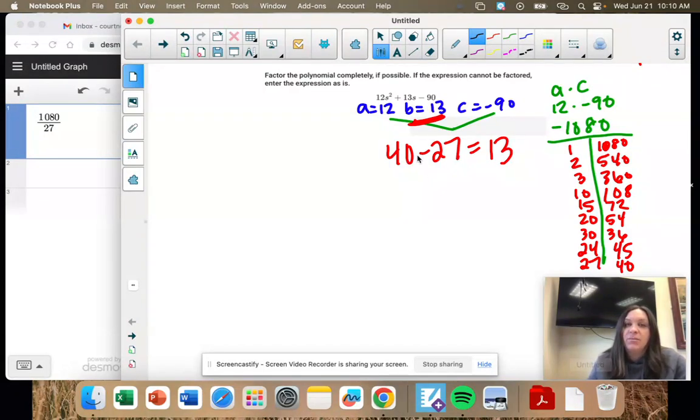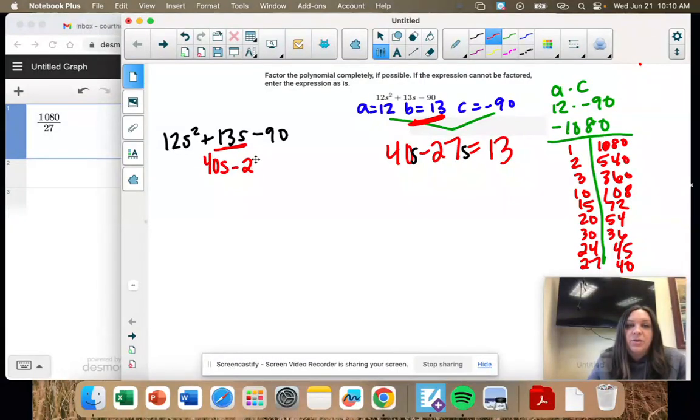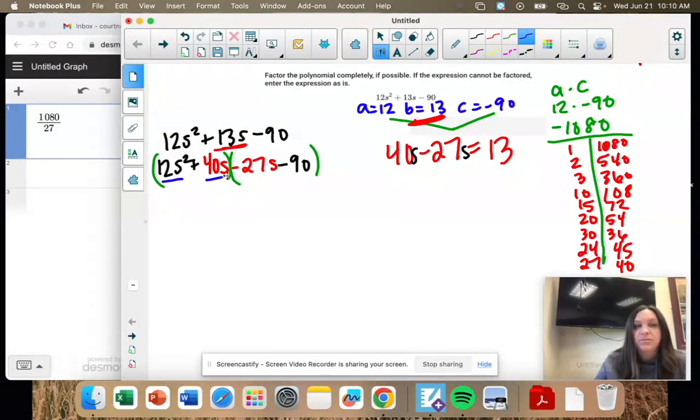So we're going to rewrite the middle term. And don't forget the variables. So I started with 12s squared plus 13s minus 90. The 13, we're going to change to 40s and 27s. The minus 90 and the 12s squared stay. So when we group our first two and our last two, we're looking for common factors.